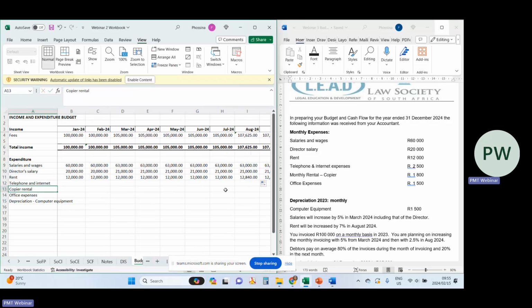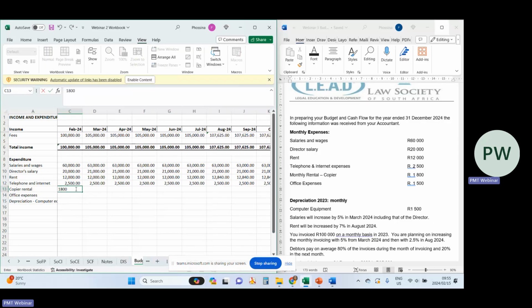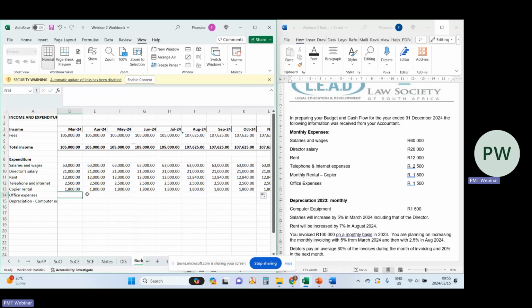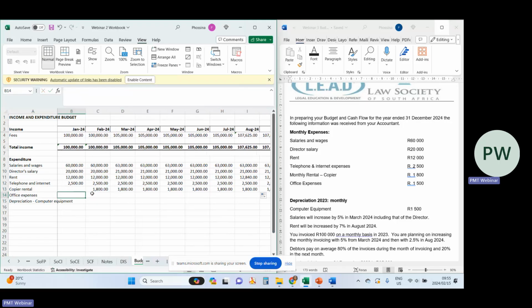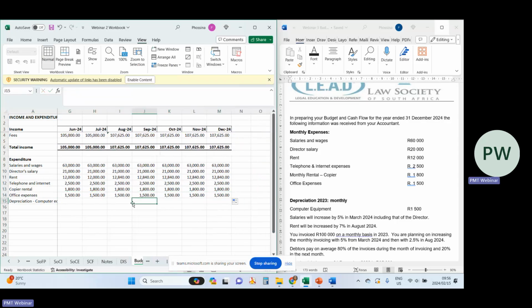Okay, telephones, we are not given any information, so which means our telephones, they're going to remain. Our cell phone companies are lenient, so they're going to remain the same. And copier, we don't anticipate any increase. Maybe it's a 3-year contract of the same amount, then we copy like that. And then our office expenditure, we don't anticipate any increment, so we are given 1,500, and then we copy it until December.